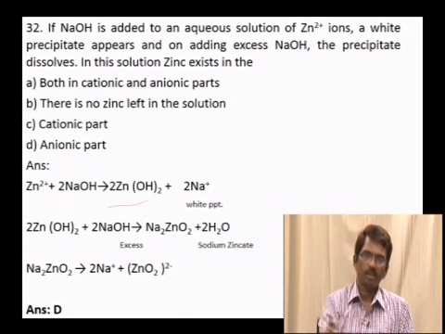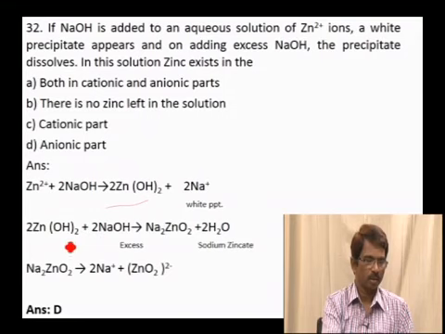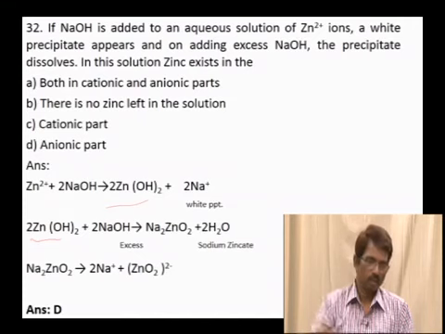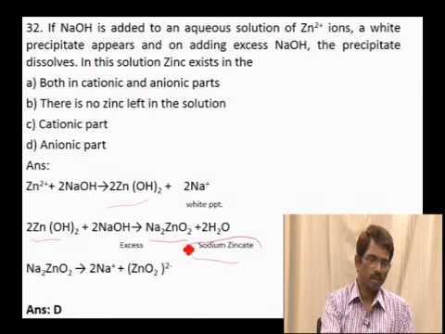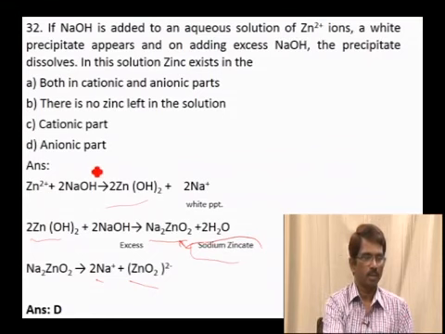precipitate of zinc hydroxide. This zinc hydroxide is soluble in excess of NaOH, and therefore when we add excess of NaOH, the white precipitate which was formed initially dissolves in excess of NaOH to form Na2ZnO2, which is called sodium zincate. This sodium zincate is a clear solution. In solution it gives sodium plus ion and ZnO2 2-, that is zincate ion, which is nothing but the anion. So the zinc comes out in the form of zincate ion, that is anion, and therefore the correct option is option D.